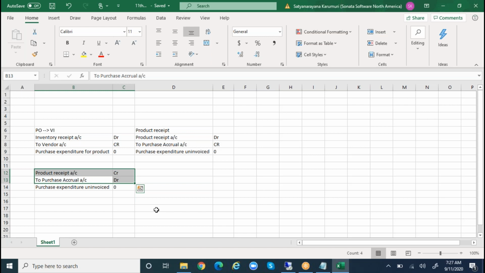For understanding purpose, I have given the example of 28th or 29th or 30th, but in real time, whatever I have received, I need to update immediately in the product receipt account, and at the time of invoicing, it will be reversed. This is the regular scenario, not a rare scenario. This is the scenario you will face in real time. 95% of implementations will do it like this.